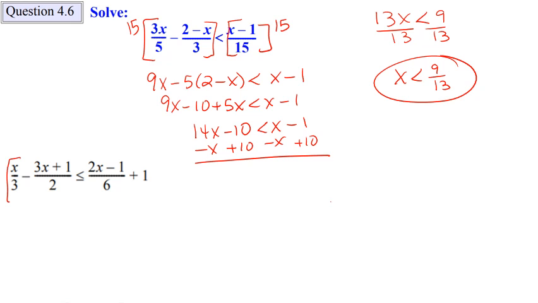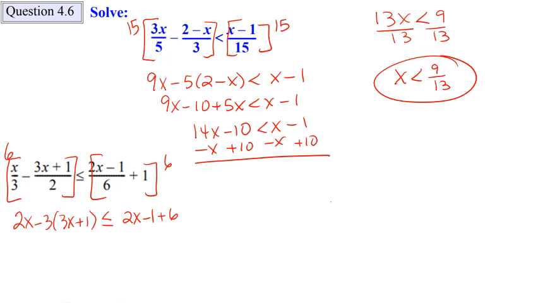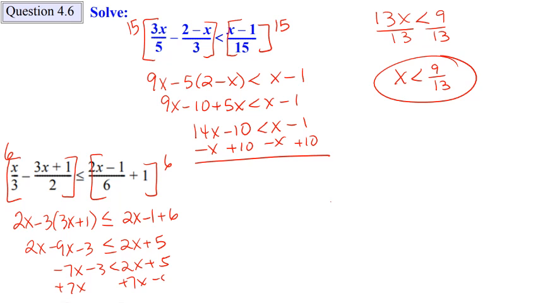Okay, so this next example, the LCM is 6. So this would be 2x minus 3, 3x plus 1, less than or equal to 2x minus 1 plus 6. I'm going to distribute and then combine like terms on the right side. Combine like terms on the left side now. I'm going to add 7x and then subtract 5. I'm running out of room, so let me do it in a different color. I don't want you to think it's the one above.